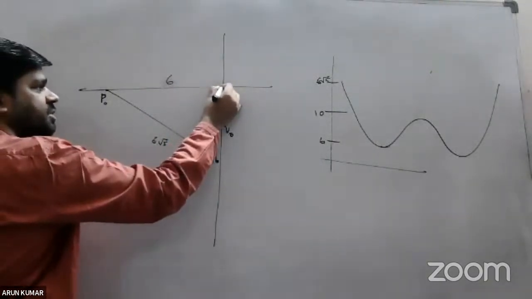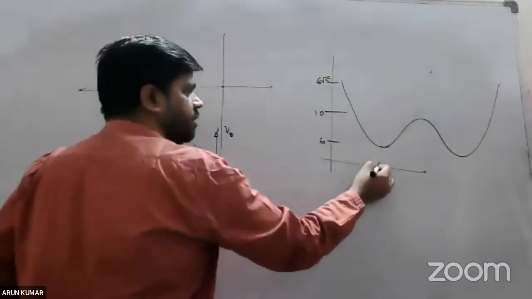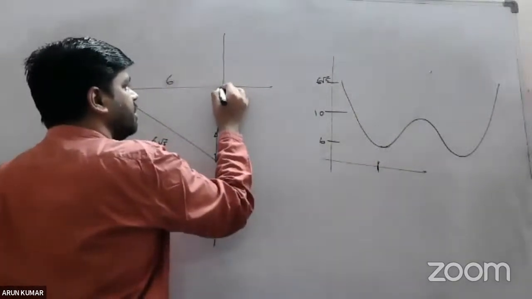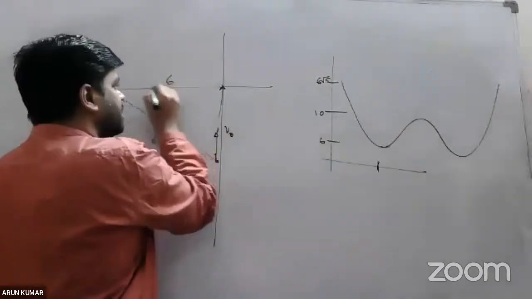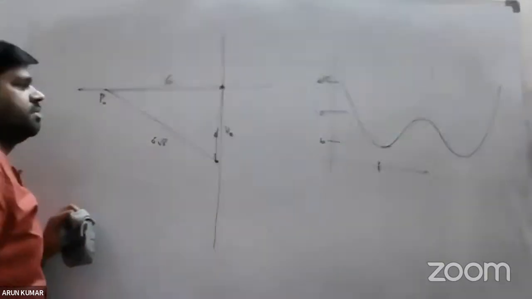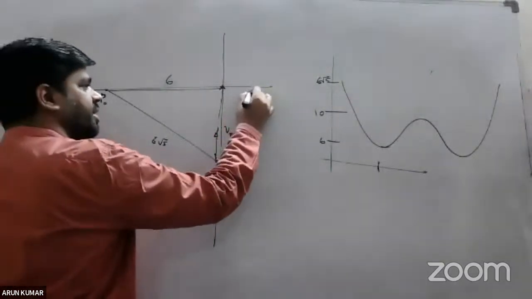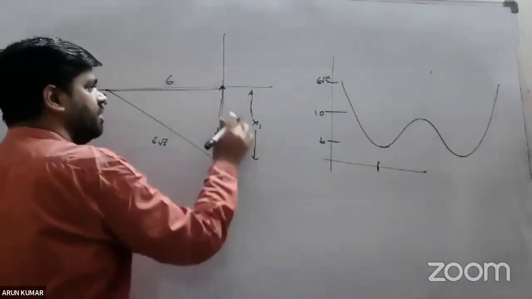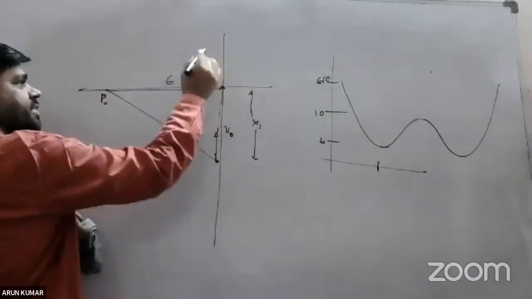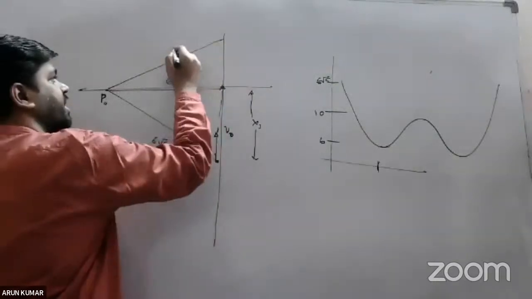That means if the particle reaches this point at time t equal to whatever time, this is 6. With relative velocity v naught, I get this height as x1. From here it goes further, and the distance increases to 10.